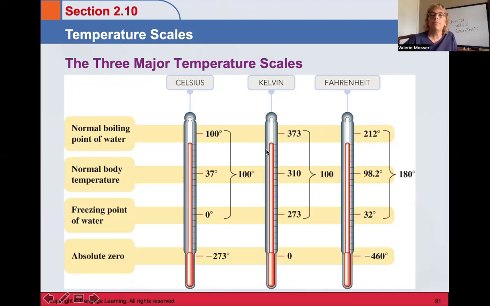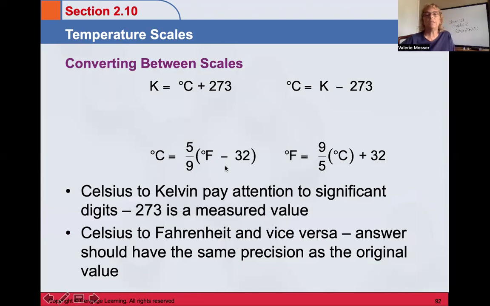You can see the boiling point of water on all 3 scales: 100 for Celsius, 373 for Kelvin, and 212 for Fahrenheit. The freezing point of water, 0 on the Celsius scale, 273 for the Kelvin scale, and 32 for the Fahrenheit scale. Between freezing and boiling on the Celsius scale is 100 degrees, and on the Fahrenheit scale is 180 degrees. 100 here, 180 here. And that explains the conversion factors here.